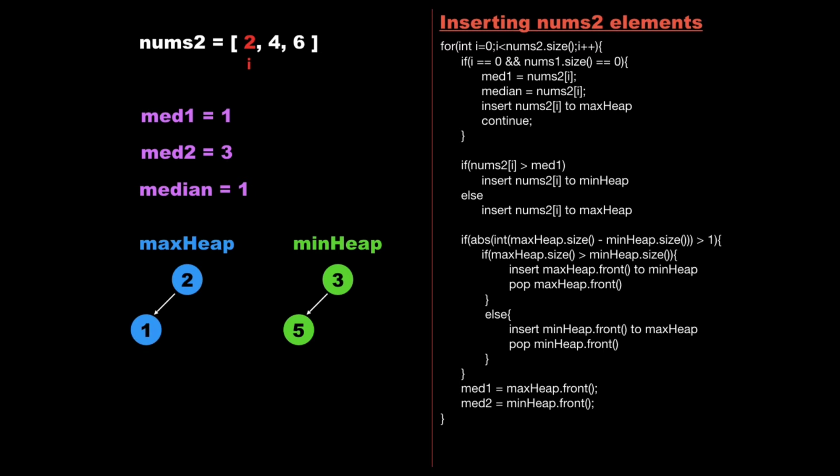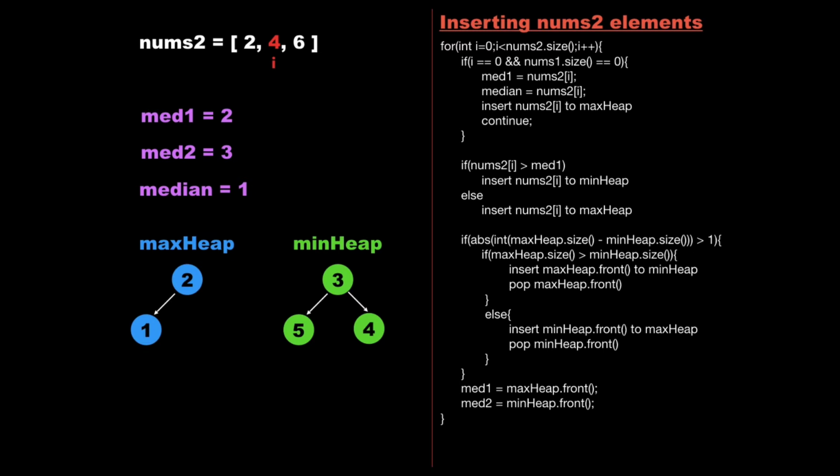So now we have the value of mid 1 as 2 and the value of mid 2 as 3, and I increments to next location. So now I points to the value 4 or second memory location of nums2. Here we again check that nums2 of I is greater than mid 1, that is the value 4 is greater than 2. Therefore again we insert nums2 to min heap.